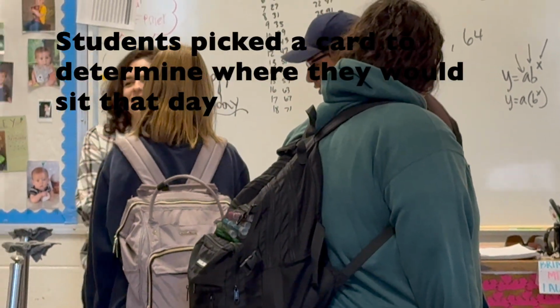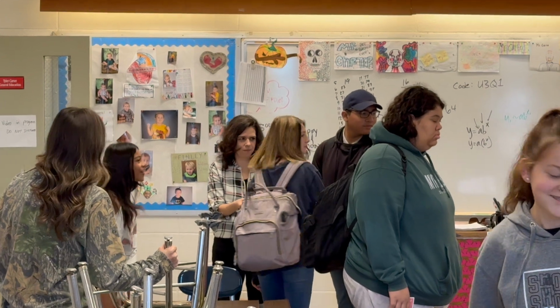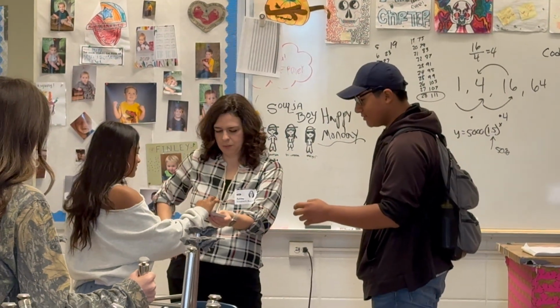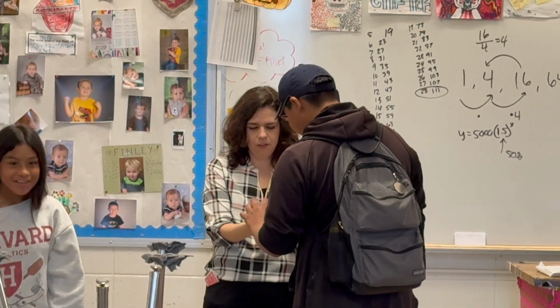We're picking cards to see where we're sitting today. All right, look for the table. I think it's in the corner, near the window. All right. Chosen. You can just put that in the bucket of the table. Oh, you're right there.